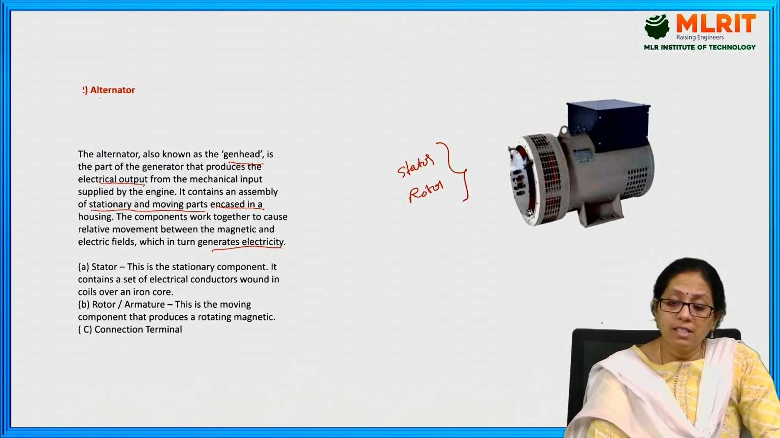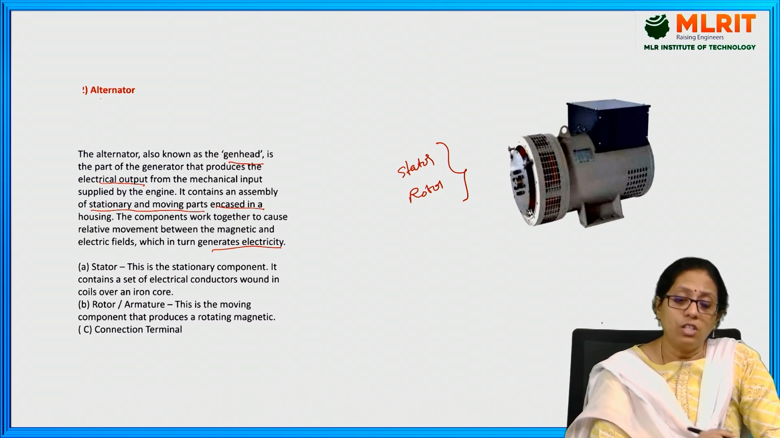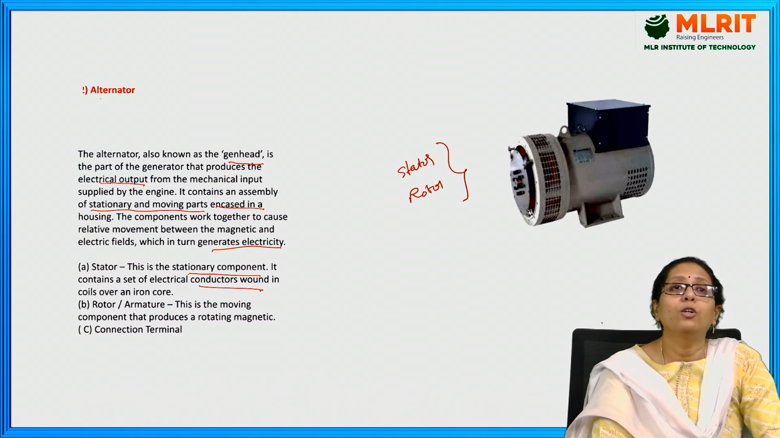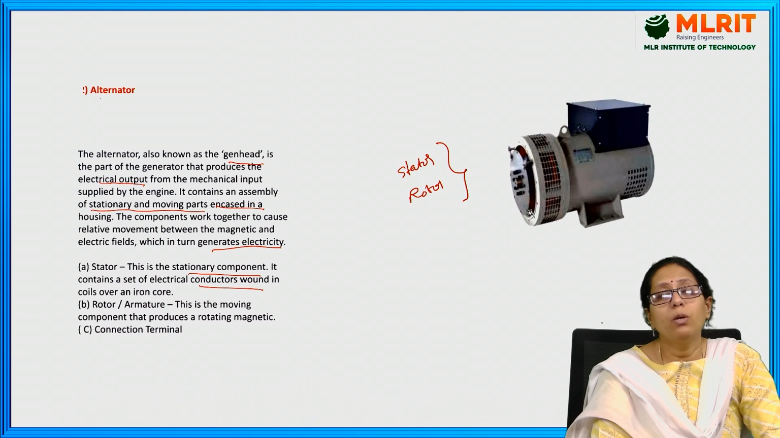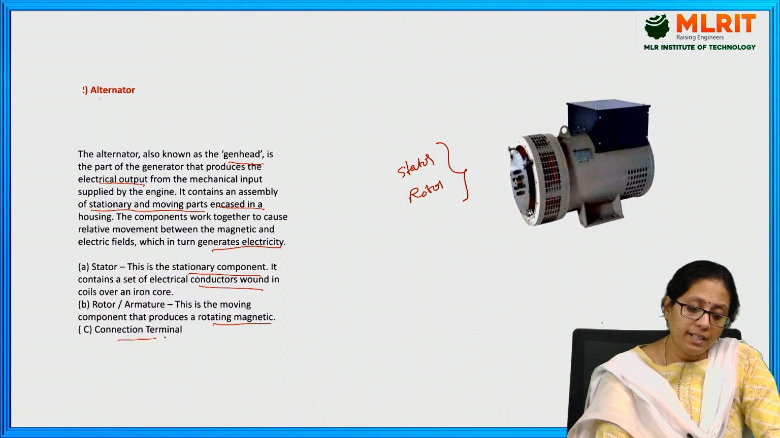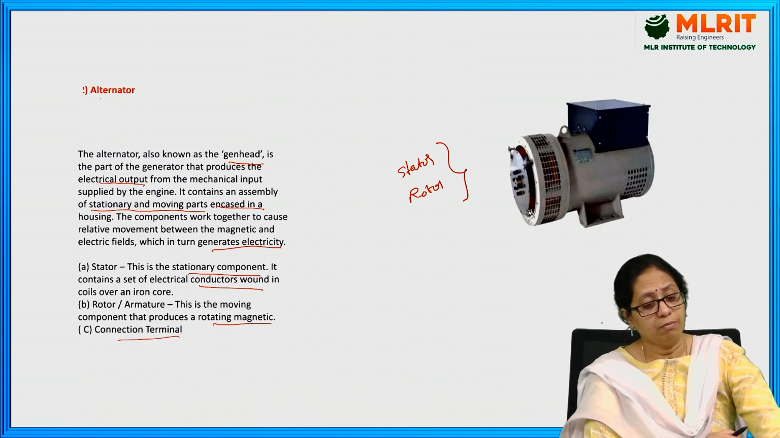Stator. As I said, there are two parts, that is stator and rotor. The stator is the stationary part, and it contains a set of electrical conductors wound in coils over an iron core. Next one is the rotor. This is a moving component which produces a rotating magnetic field. The third one is the connecting terminals, that is the positive as well as the negative terminals.